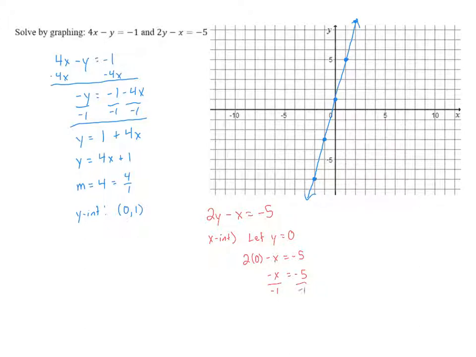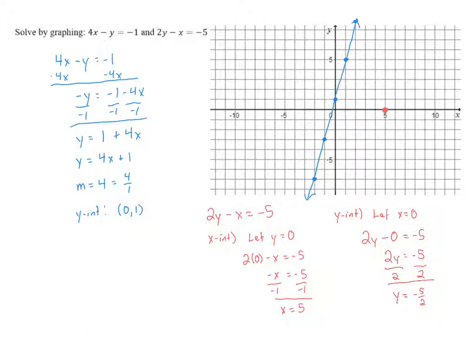To get x alone, we divide both sides by negative 1. And we end up with x equals positive 5, because a negative divided by a negative is a positive. So we've got 5 for the x-intercept, which we can put right there. And then for the y-intercept, we're going to let x equal 0. If we do that, we've got 2y minus 0 equals negative 5. Now, 2y minus 0 is just 2y. So we have 2y on the left. Now, to get y alone, we divide by 2. This gives us y equals negative 5 halves.